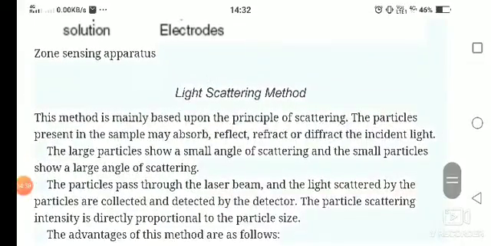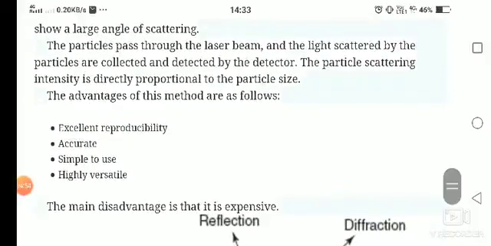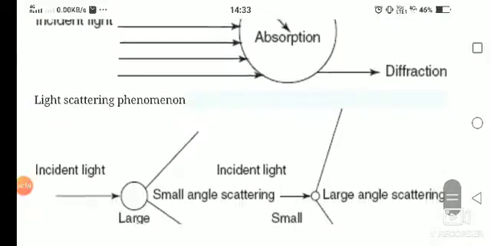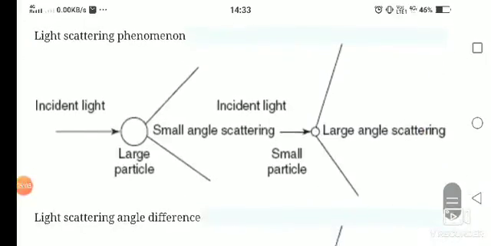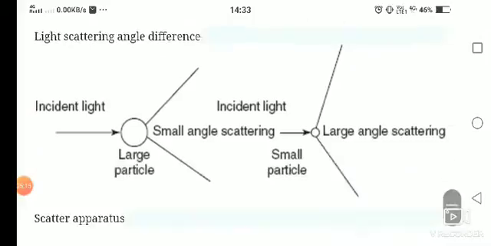Light scattering method. This method is mainly based upon the principle of scattering. The particles present in the sample may absorb, reflect, refract or diffract incident light. Large particles show a small angle of scattering and small particles show a large angle of scattering. The advantages of the method are excellent reproducibility, accuracy, simplicity of use and high versatility. The light scattering angle difference. The incident light is applied on a large particle and there is small angle scattering, and the incident light on a small particle gives large angle scattering.